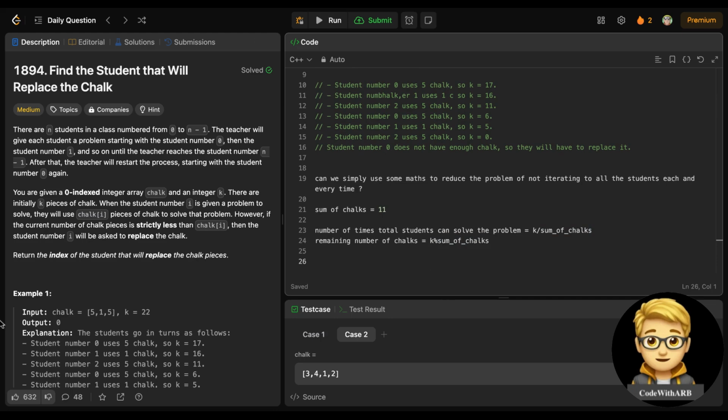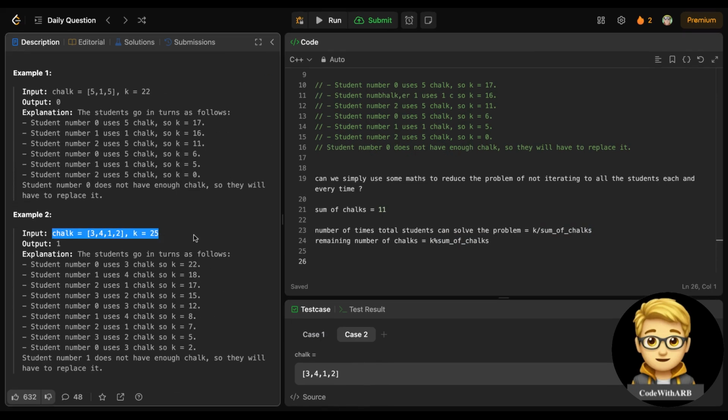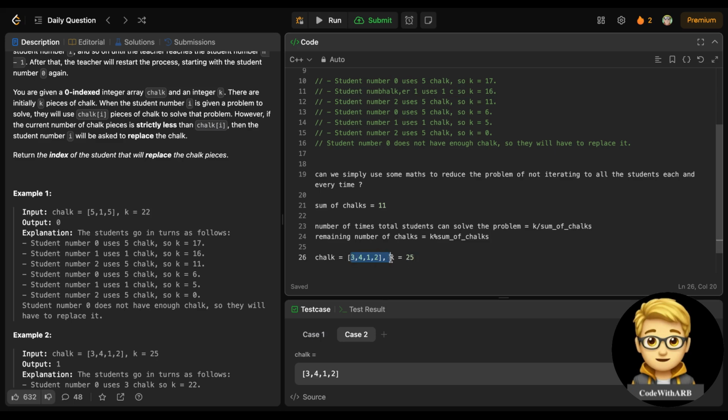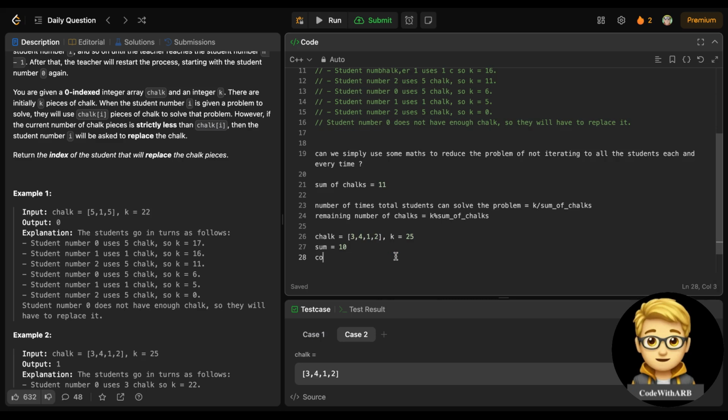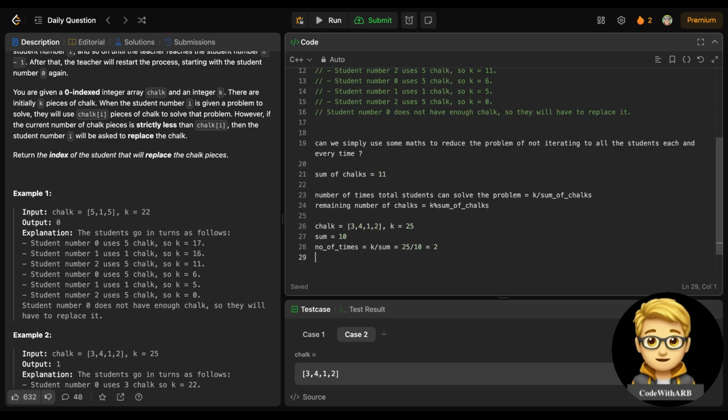Suppose we take this example: 3 4 1 2. The sum is 7 plus 1 is 8, and 10, right? So how many times can the whole set of students solve the problems with this amount of chalks? The number of times is k by sum, that is 25 by 10, which is 2. And the remaining chalks would be k modulus sum.